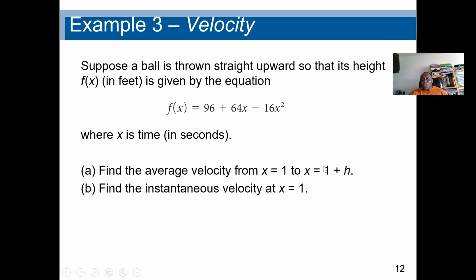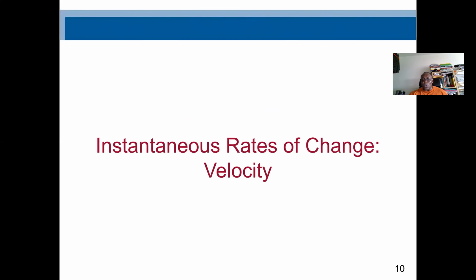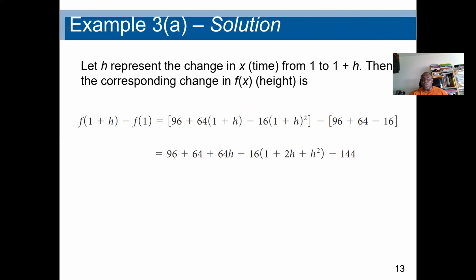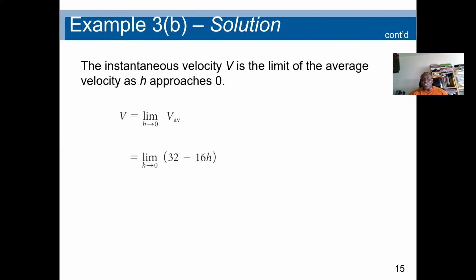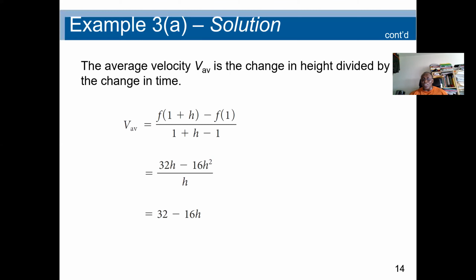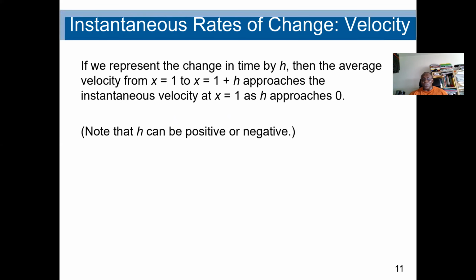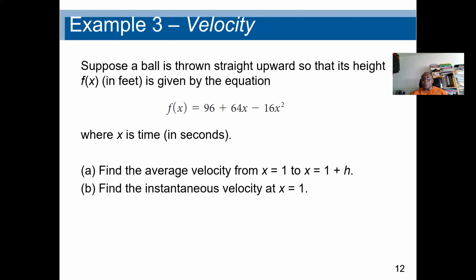Now, one thing I will mention here is that you see our answer. You see, our answer was 32 minus 16h as h approaches 0. Our answer is 32 feet per second. This solution is the same as the derivative. Now, if I want to find the derivative of this function, I will get 96 plus, 96 being a constant, is 0, 64 minus 32x.